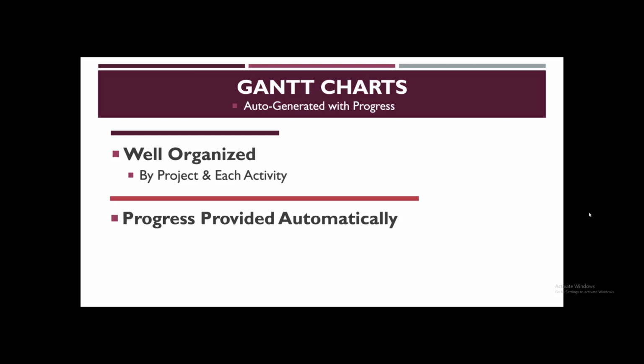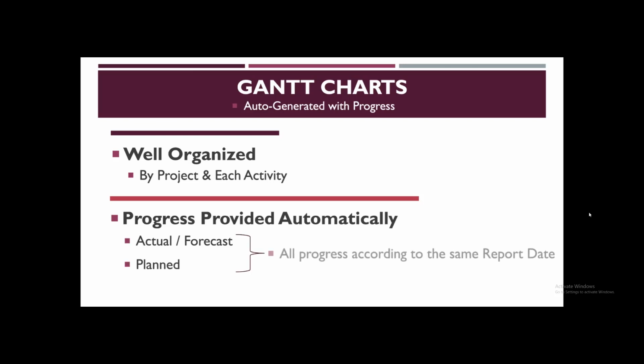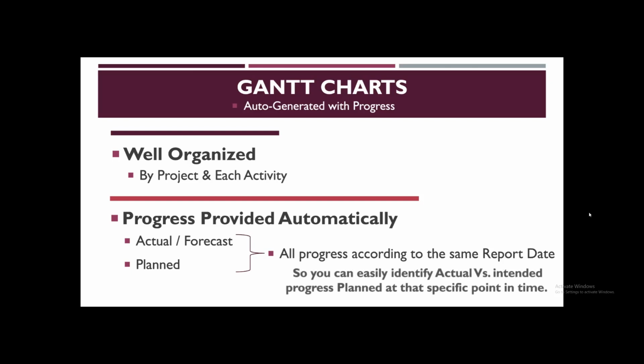As well, the progress is provided automatically. So you have your actual and your planned. And the beauty of that is that all the progress is according to that same report date, right? So you can easily identify your actual versus your intended progress that was planned at that specific point in time. We'll take a closer look and show what this means.